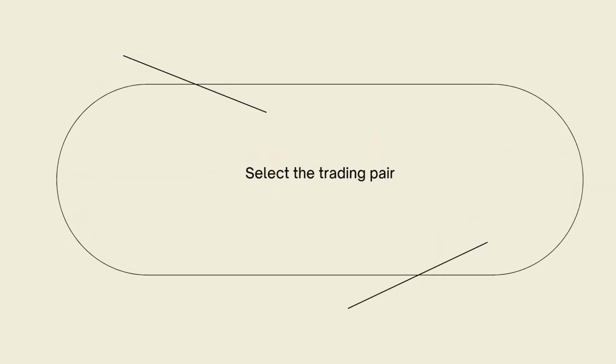After that, select the trading pair. On the PancakeSwap interface, locate the trading pair selection section. You will need to choose the appropriate pair to swap USDT for BNB. Look for the USDT/BNB trading pair and select it.